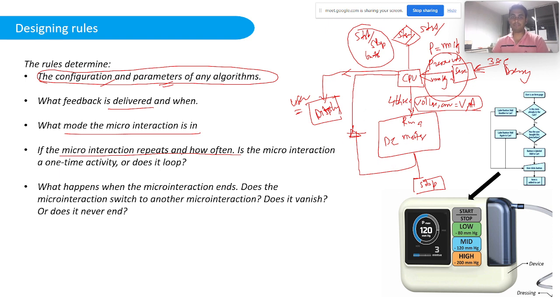What happens when the micro interaction ends? What happens when this particular start activity ends? Will the system stop or will it move to another state? All those things will be provided to you. Probably there will be a change in the display also, that now the system has finished the particular therapy, or it will enter a different setting. Those can be determined when you are designing rules.